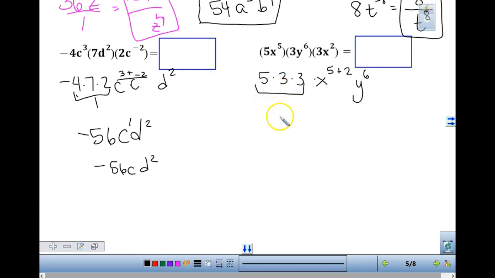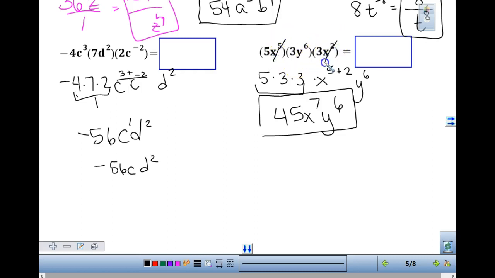Okay, do it. Multiply these, right? 9 times 5 gives us? Yes, 45. X to the 7. Y 6, right? No negative exponents, we're leaving it. The key thing is some of you will sometimes forget to write down one of them, so just make sure that you've covered all of them. So like sometimes crossing it off, oh, I've used both X's as I look at that, okay?